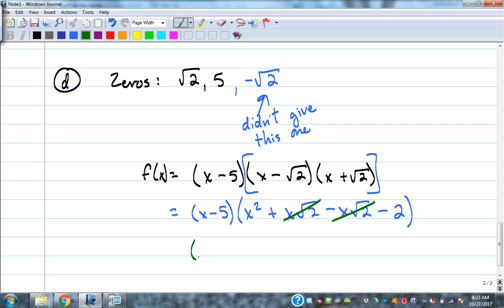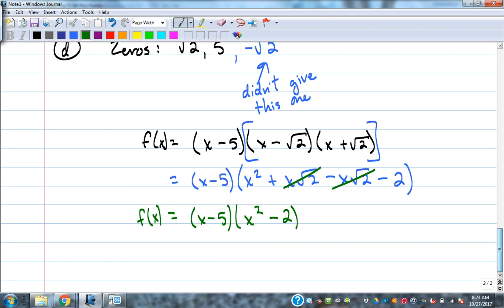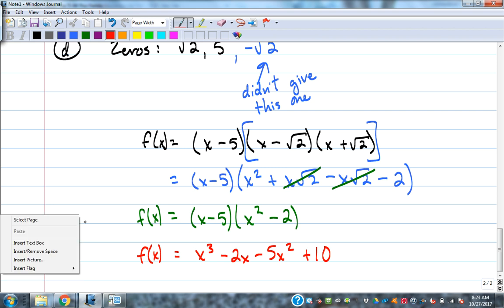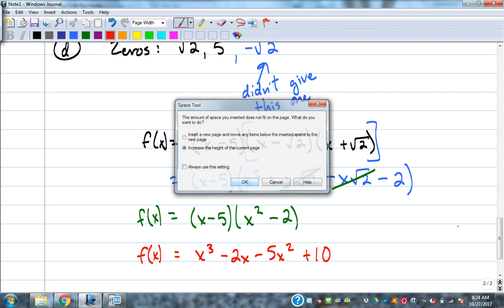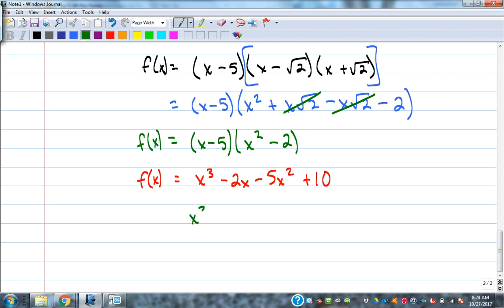Okay. And you have x minus 5 times x squared minus 2. And then you need to multiply it out. X times x squared is x to the third. X times negative 2, negative 2x, negative 5x squared, plus 10. Is that in the right order? No. You need to put it in descending order. So x cubed minus 5x squared minus 2x plus 10.